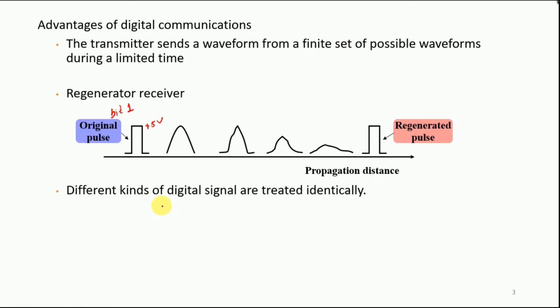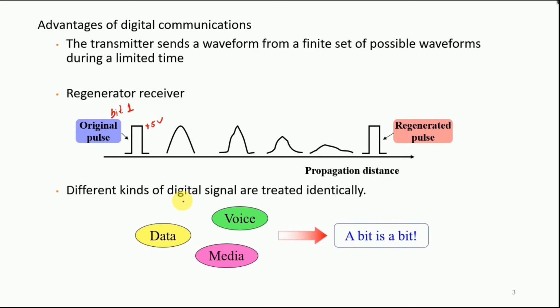Another important advantage of digital communication is that no matter what the data is, you're just sending a bit, right? So if you have data, or voice, or media, in digital communication we are just dealing with bits, right? So we are just sending bits, zeros and ones. So we don't have to look into other protocols.